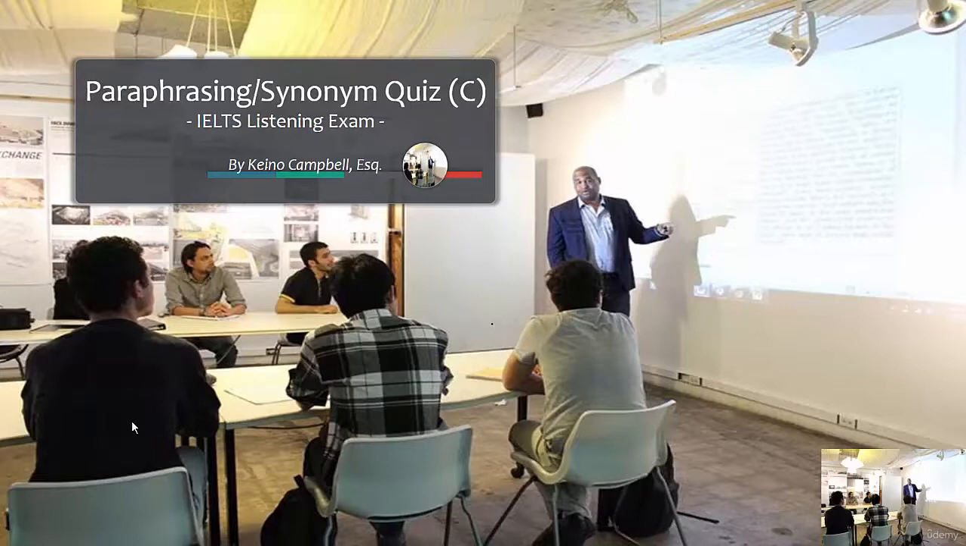For the multiple choice questions, they will say the keywords in the question using synonyms or paraphrasing, and then they will say the answer choice, and then your job is from the selection of A, B, and C to choose which one is a paraphrase for what they said. So paraphrasing is so important.